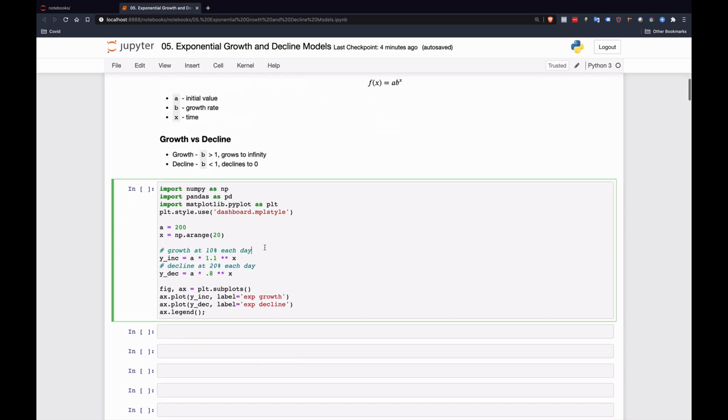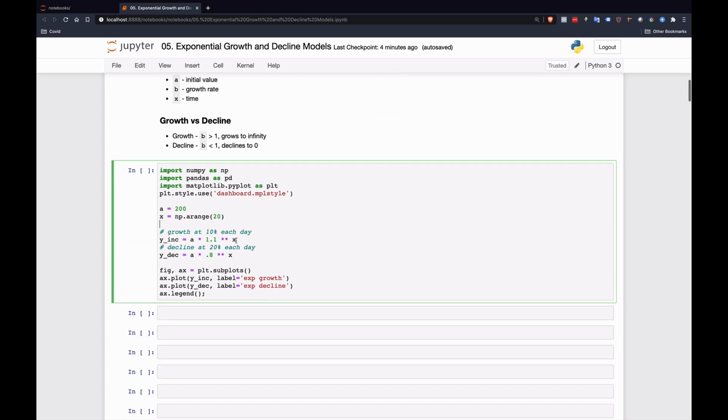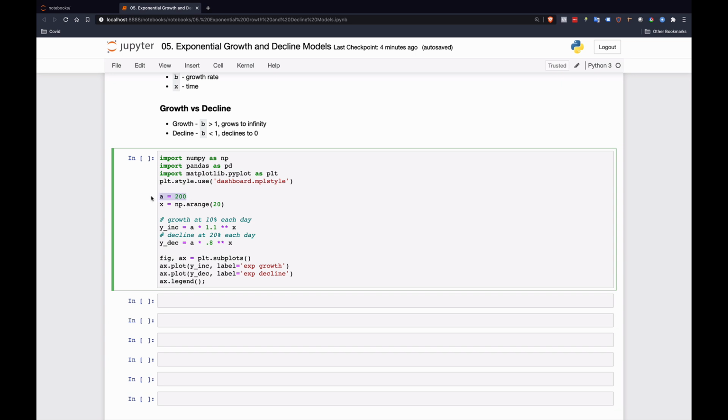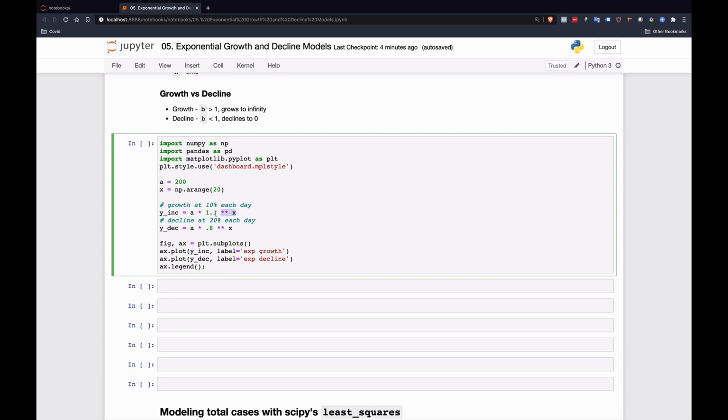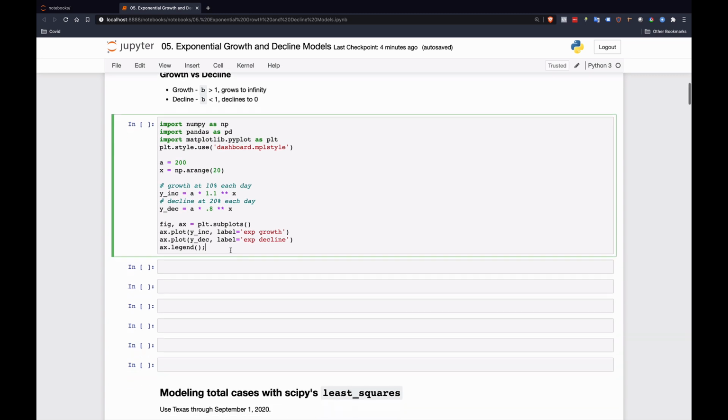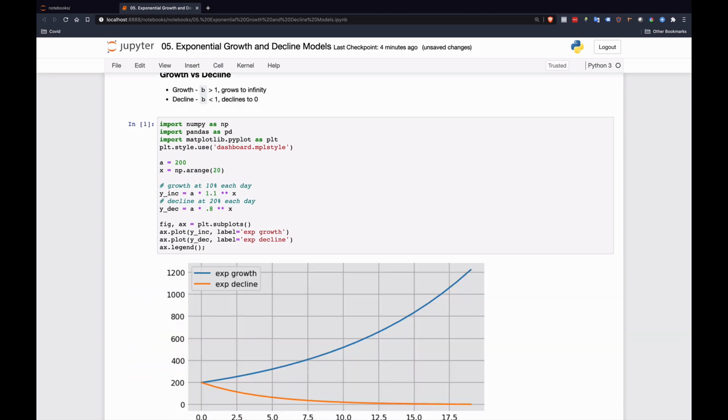So this is much easier to see whenever we plot it. Take a look at the code down here. We'll have some initial value, we'll just call it a equals 200. The time we'll set to an array from 0 to 19. Then we'll make a simple growth of 10% each day here, so this will make b 1.1. Then we'll also graph a 20% decline each day, and we'll make b equal to 0.8. And we'll just plot this.